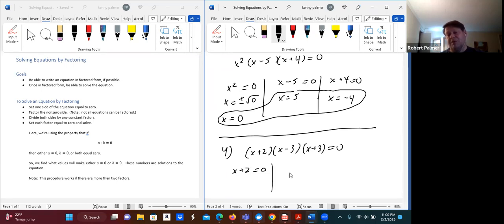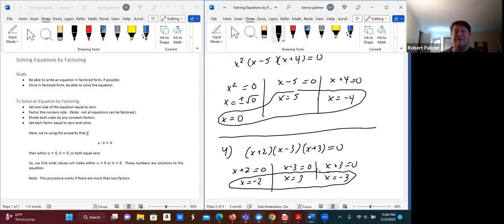x plus 2 is 0. x minus 3 is 0. And x plus 3 is 0. And so do the same thing. Solve each one of these equations. And so our solutions are x equals negative 2, x equals positive 3, and x equals negative 3. In this case, those are our 3 solutions. This is how you solve by factoring.